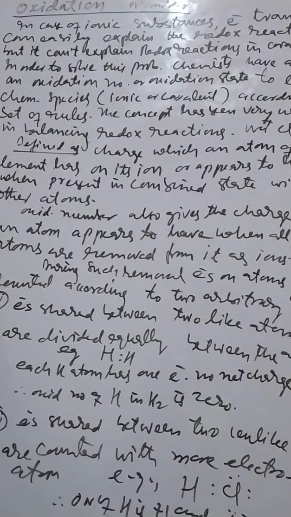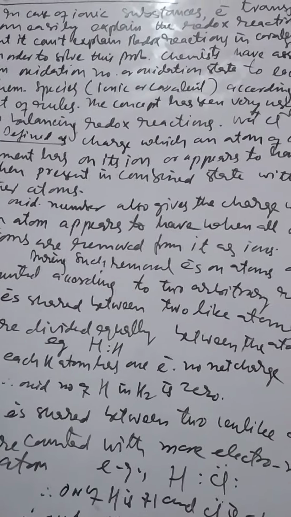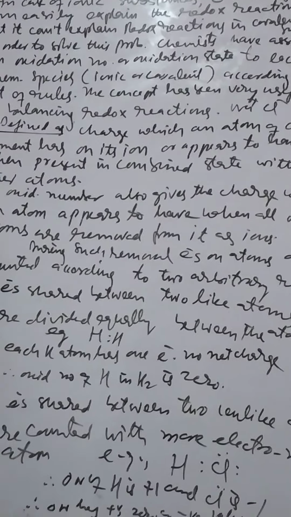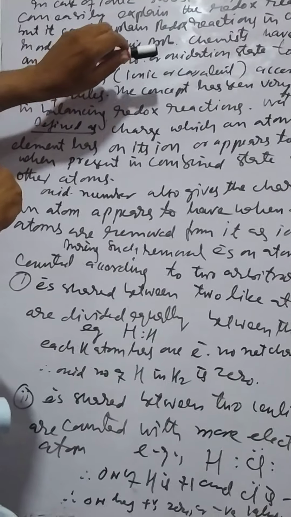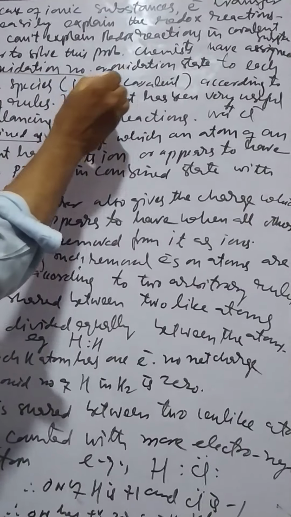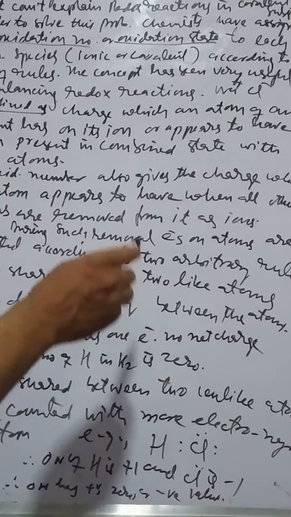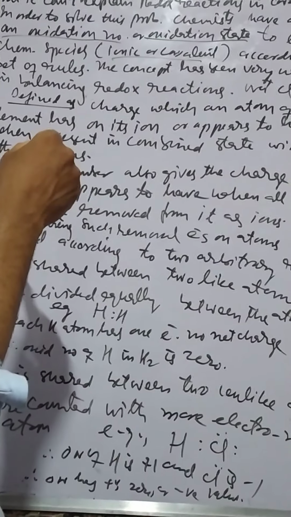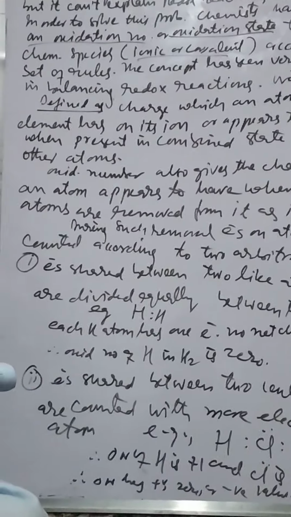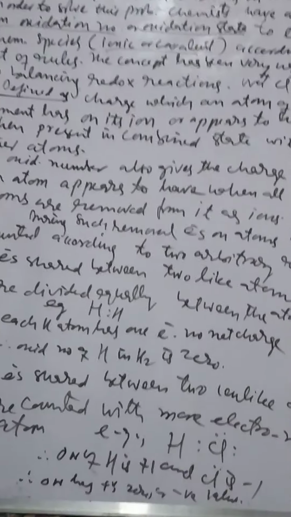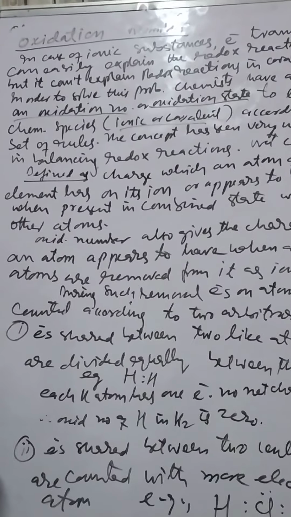But it is not easy to explain the redox reaction in case of covalent compounds where there is no transfer of electrons. In order to solve this problem, chemists have assigned an oxidation number or oxidation state to each chemical species, whether it is ionic or covalent, according to a set of rules. There are rules devised according to which we can say what the oxidation number of a particular species is. The concept has been very useful in balancing redox reactions.